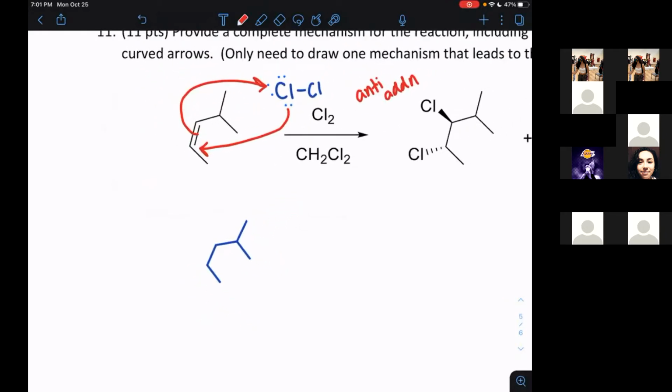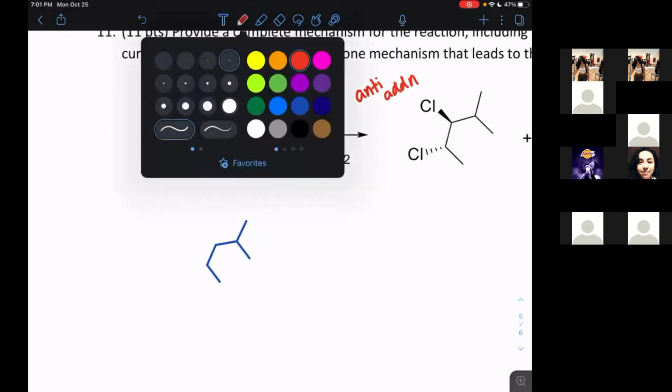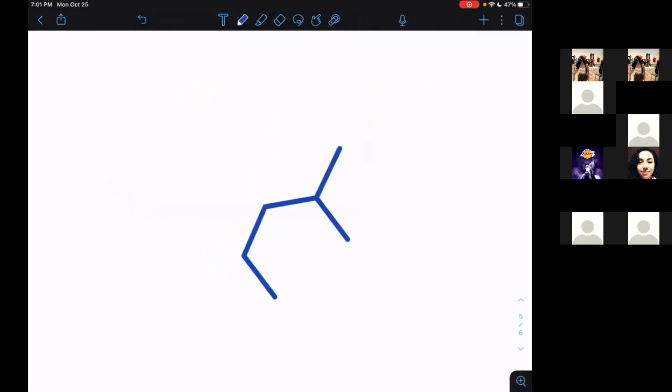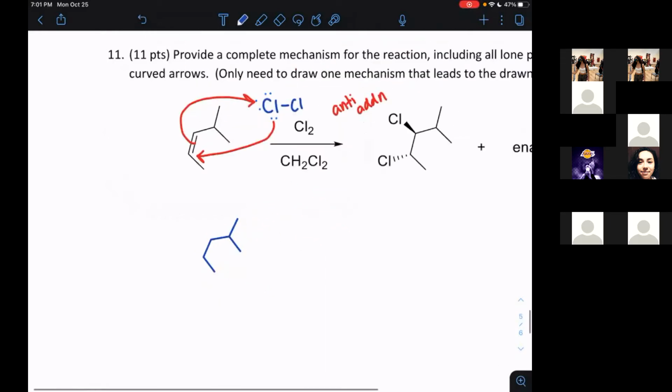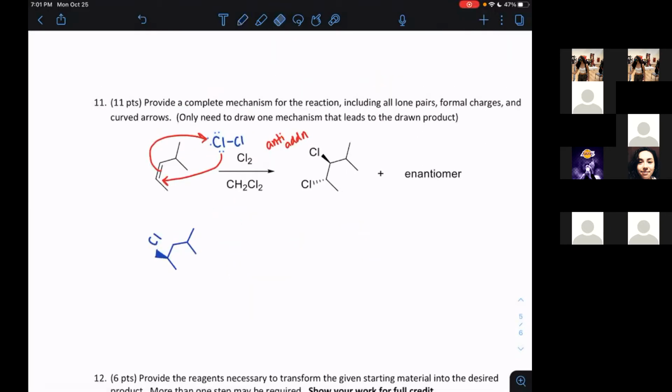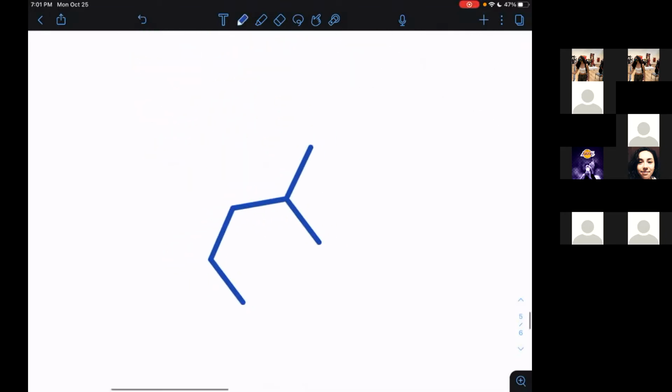Okay. So then, does it matter if I do a wedge or a dash, or would it be either right now? Wait, hold on. As long as they're anti. Oh, okay. So your carbons have to be the same. Either it doesn't matter if they're wedged or dashed as long as they're the same. Okay.